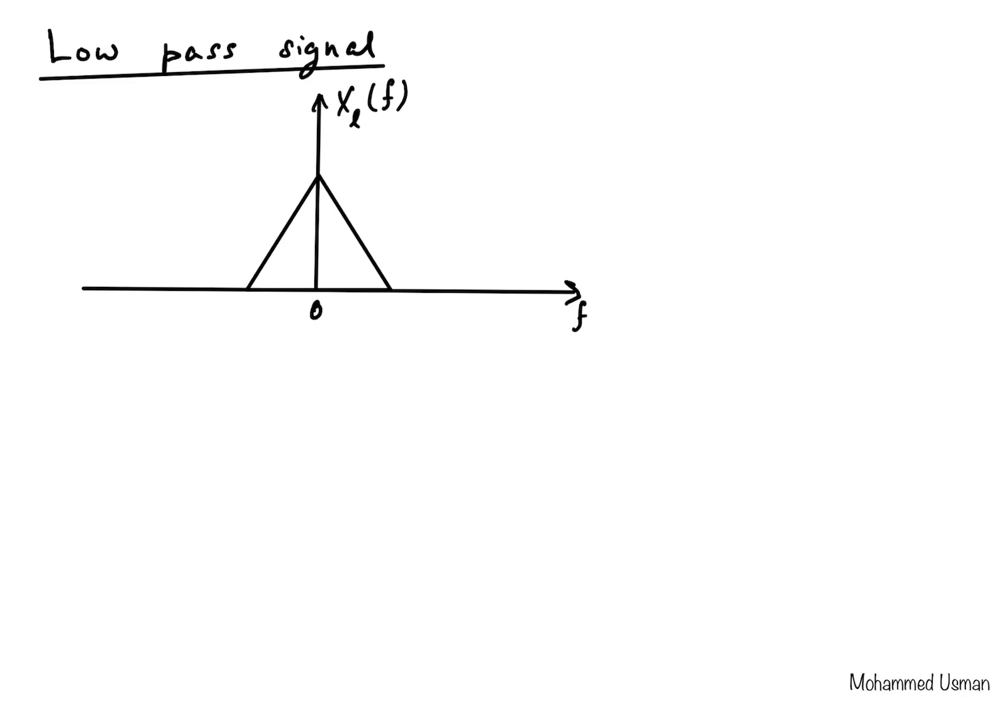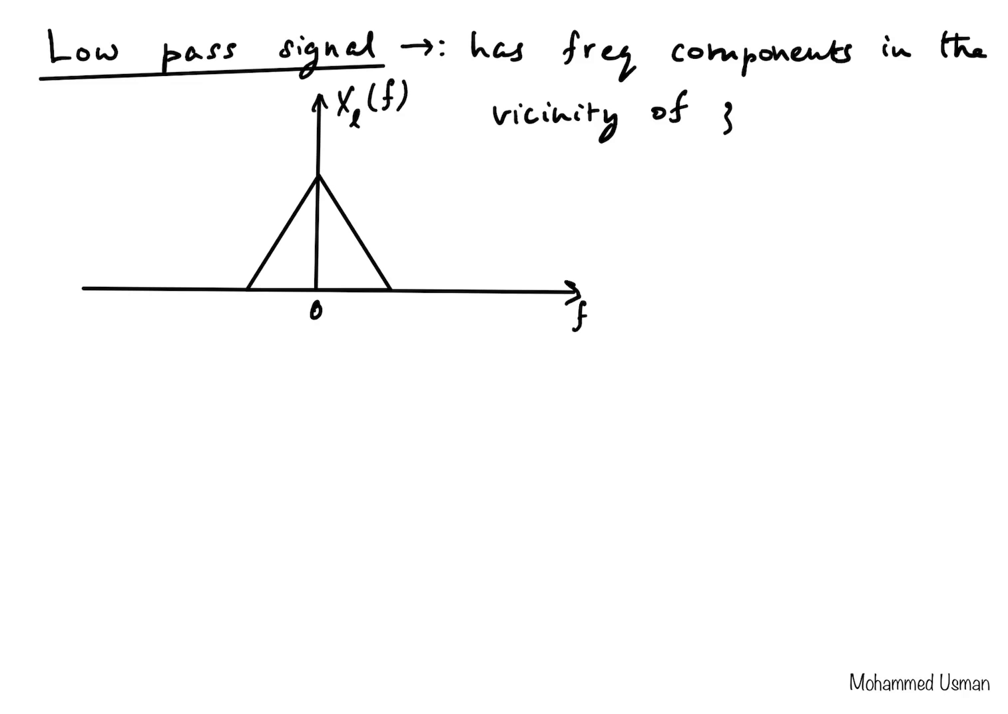So a low pass signal has frequency components in the vicinity of 0 Hz. Okay, so that's what we refer to as a low pass signal. And sometimes we also call a low pass signal a baseband signal as well.